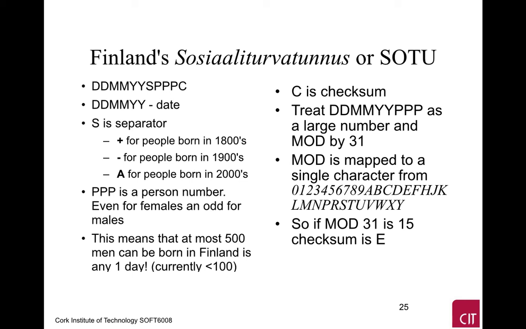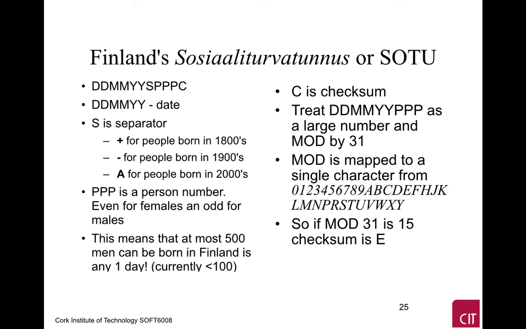The last digit then is the checksum, and this is calculated by treating the numeric part. So you take out the separator. Again, from a programming point of view, you can imagine you have a string. You have to extract the first 6 characters and then ignore the 7th one, the separator, and then the next 3 characters.